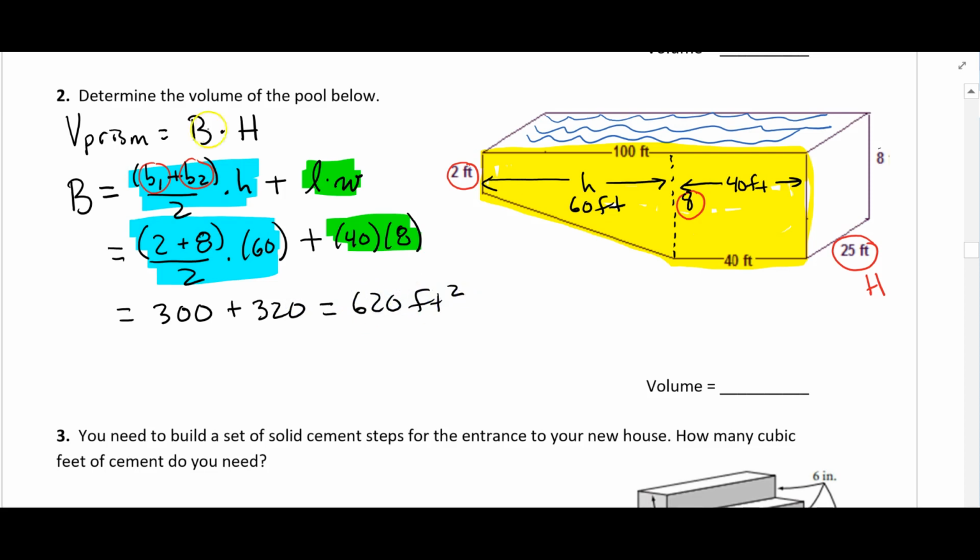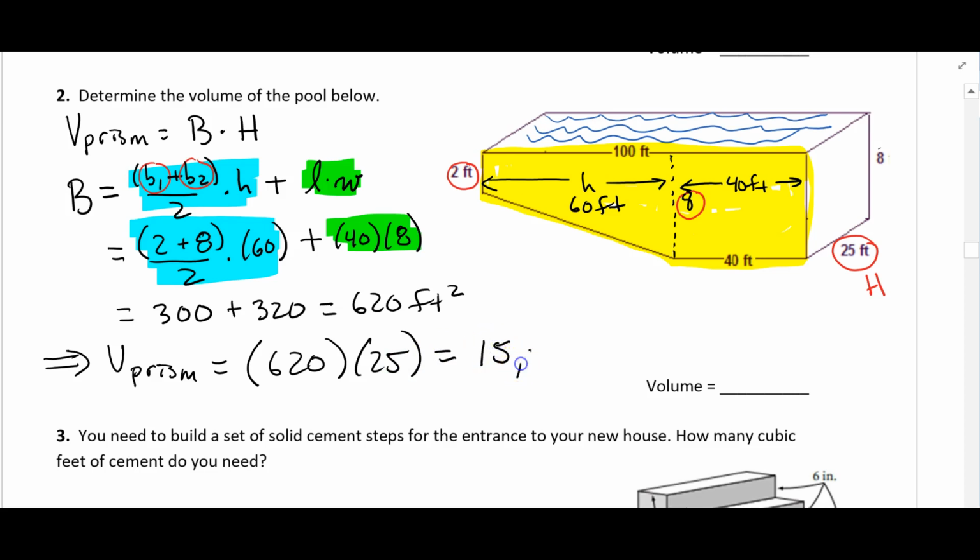So that's just B. We just found B. But that's going to make our problem a lot easier now, because now the volume of the prism is going to be the area of the base, which I found out is 620, times the height of the prism. Remember, the height here was that 25. It's the distance between the parallel and congruent faces, so that's going to be times 25. And if I calculated that correctly, it would be 15,500 feet cubed for my volume.